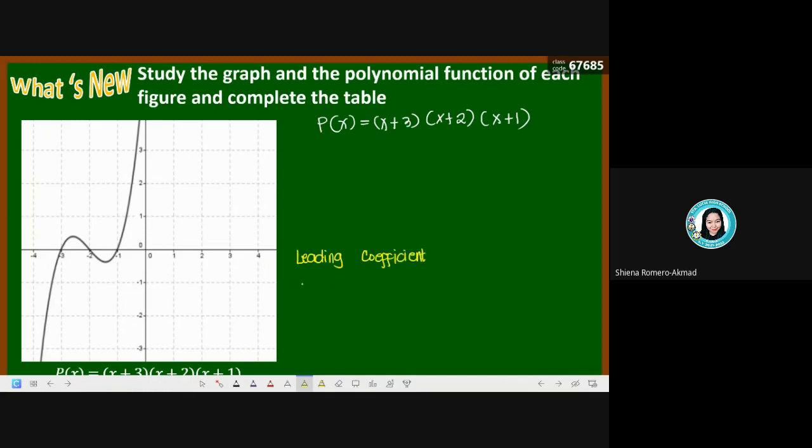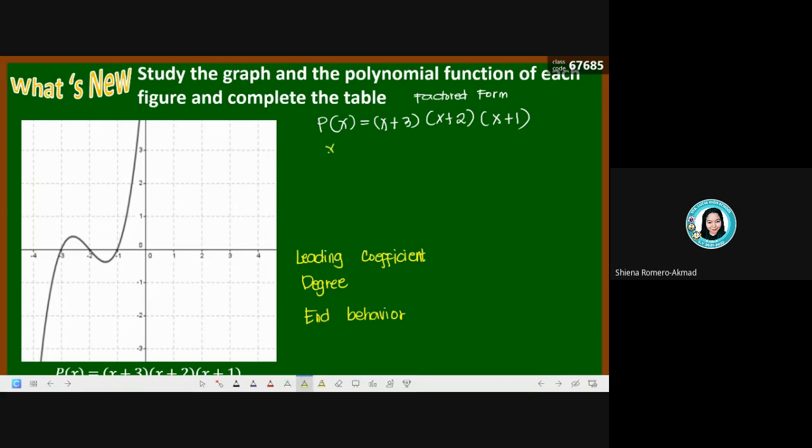We have to identify the degree. And using those two, maiintindihan natin yung end behavior ng polynomial function. Okay? So, ang kagandahan dito sa polynomial function na to is, una, naka-factored form po siya. Pag naka-factored form, madaling maintindihan dahil nakukuha mo agad yung x-intercept.